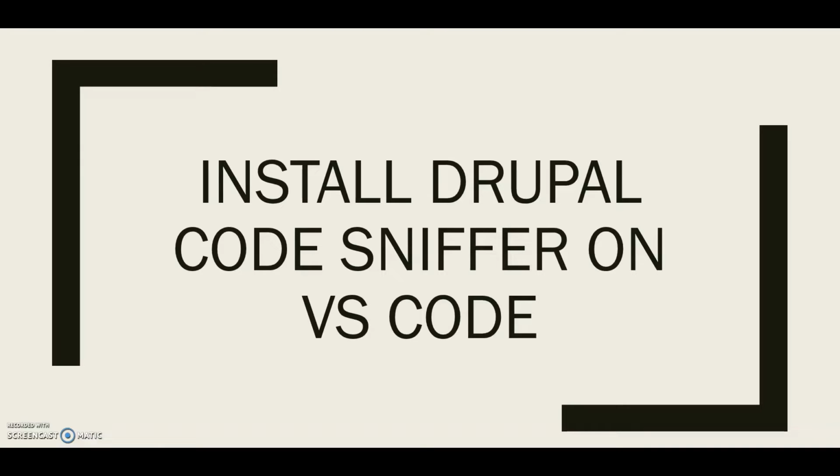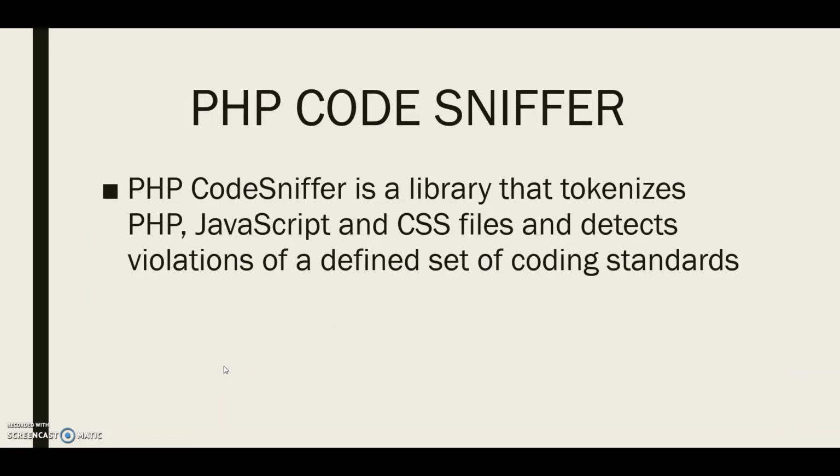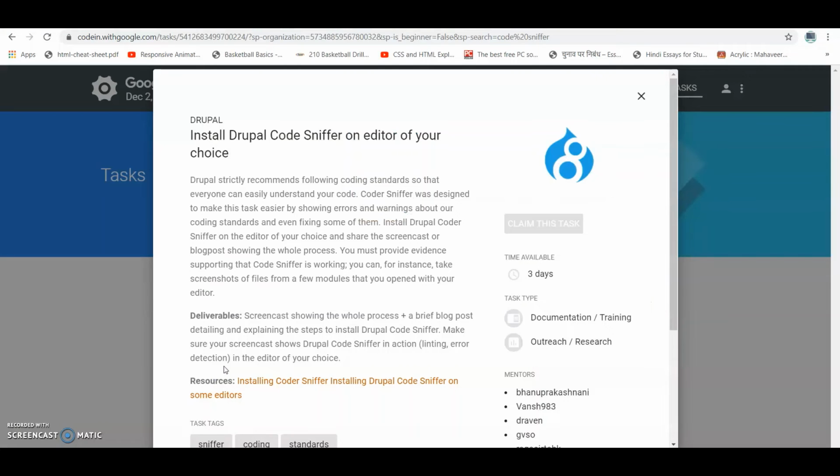Hi, I am Jain 30 and in this video I will be installing Drupal Code Sniffer on Visual Studio Code. So what is PHP Code Sniffer? PHP Code Sniffer is a library that tokenizes PHP, JavaScript and CSS files and detects violations of a defined set of coding standards. So now let's get started.